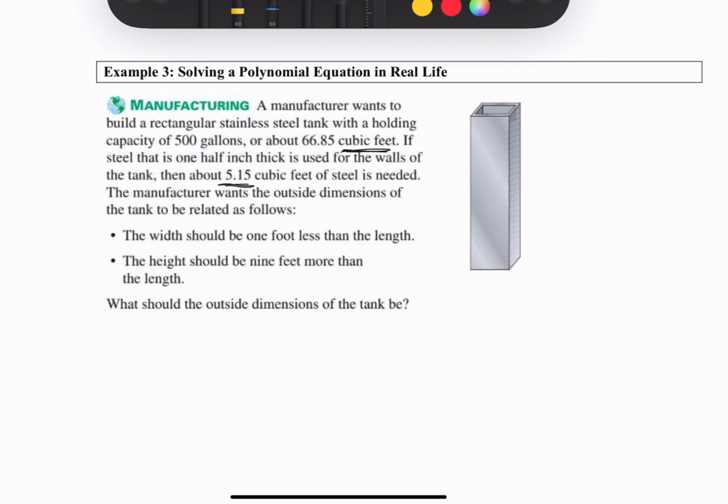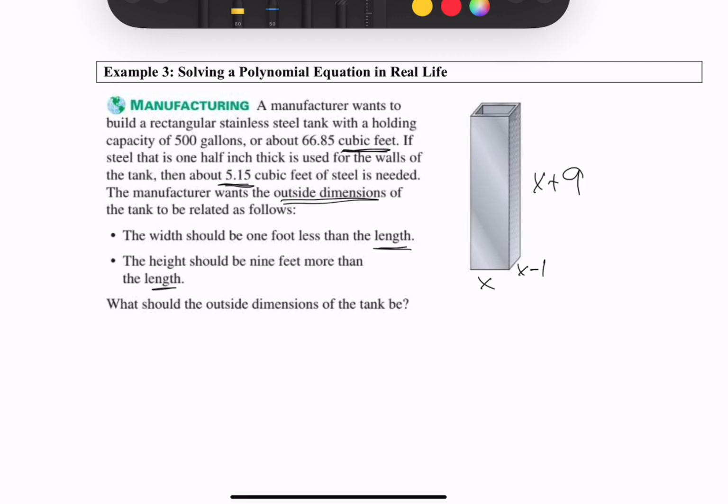That talks about the width of the walls. The manufacturer wants the outside dimensions, not the inside dimensions, of the tank to be related as follows. The width should be 1 foot less than the length. The height should be 9 feet more than the length. So notice everything's based on the length. So maybe we let the length be x. Then we'll let the width be 1 foot less, and we'll let the height be 9 feet more.